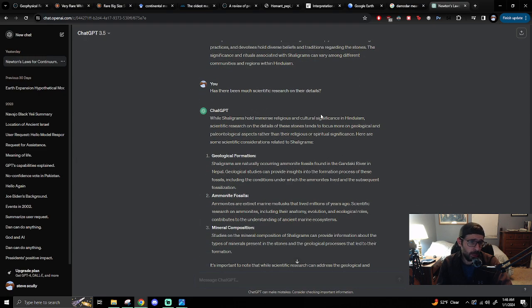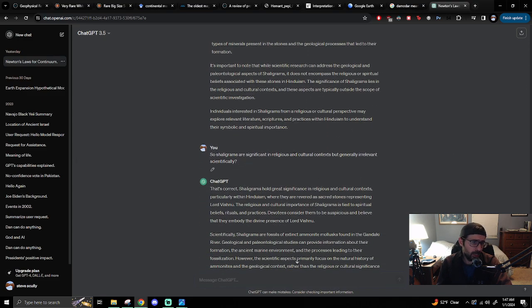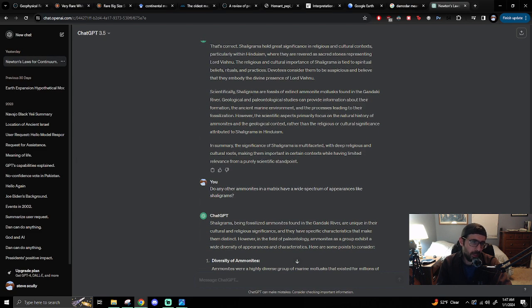While shallograms hold immense religious and cultural significance, scientific research on the details of these stones tend to focus more on geological and paleontological aspects rather than their religious or spiritual significance. So shallograms are significant in religious and cultural context, but generally irrelevant scientifically, question mark? That's correct. Shallograms hold great significance. Basically, scientifically, shallograms are fossils of extinct ammonite found in the Gandaki River.